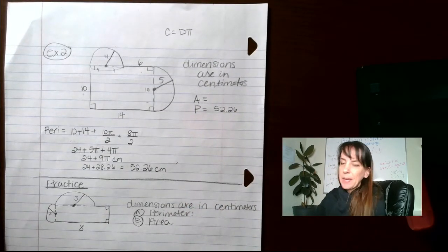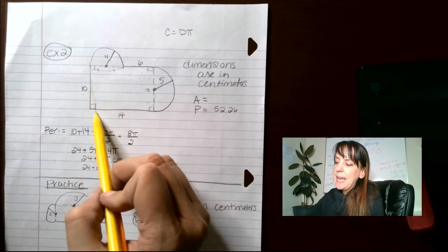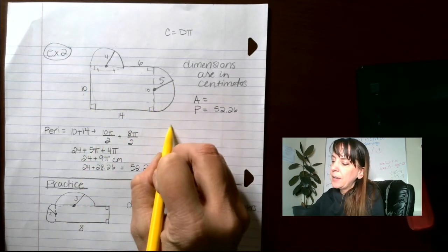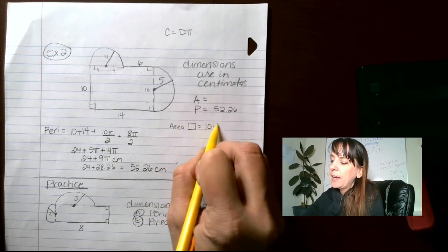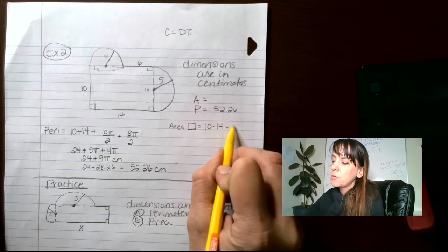Now let's talk area. The area of the rectangle is going to be 10 by 14. So area of the rectangle equals 10 by 14, which equals 140.